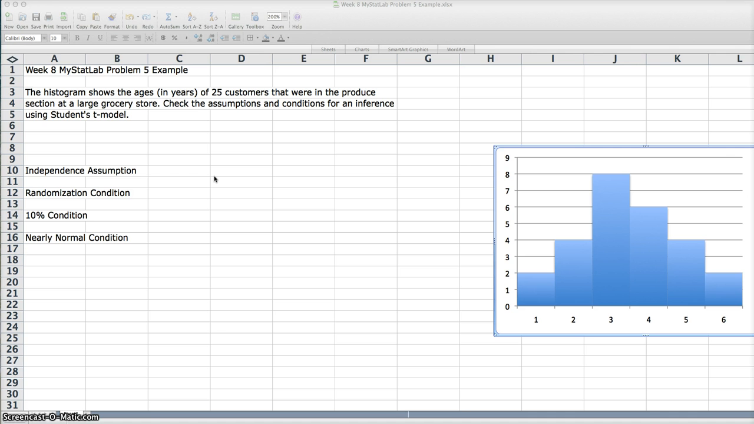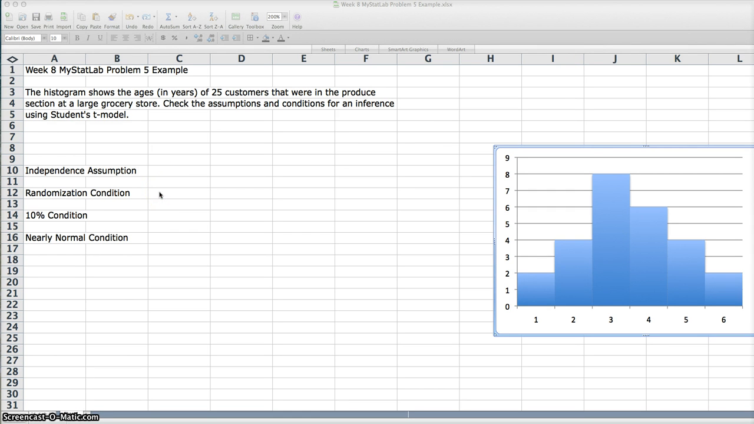Well, let's look at what we're talking about. We're talking about 25 customers that were in the produce section at our large grocery store, and we're looking at their ages. So from an independent standpoint, one customer's age has nothing to do with another customer's age. Their ages have no dependence on each other or anything else. It's just a random picking from the produce section, and their ages are not dependent on anything else, so we can assume the independence assumption is there.